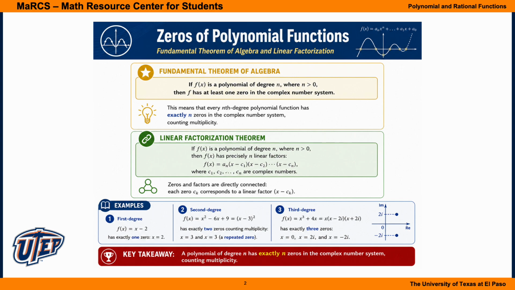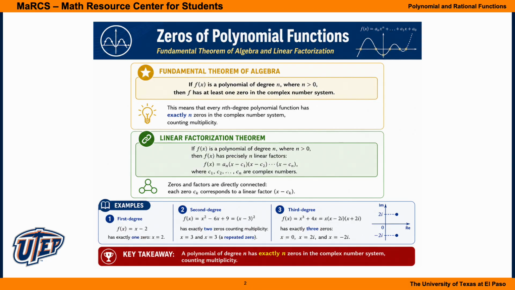Now we have the function f of x is equal to x cubed plus 4x. So this one is of third degree. So we have x times (x minus 2i) times (x plus 2i). So this function has exactly three zeros at x is equal to 0, x is equal to 2i, and at x is equal to negative 2i. So a key takeaway is that a polynomial of degree n has exactly n zeros in the complex number system, counting multiplicity.